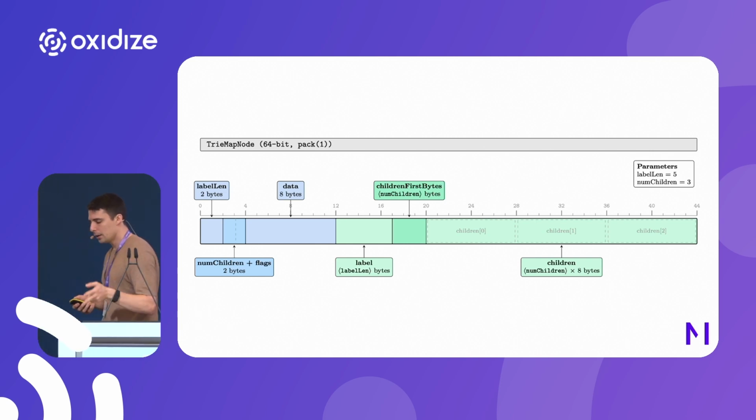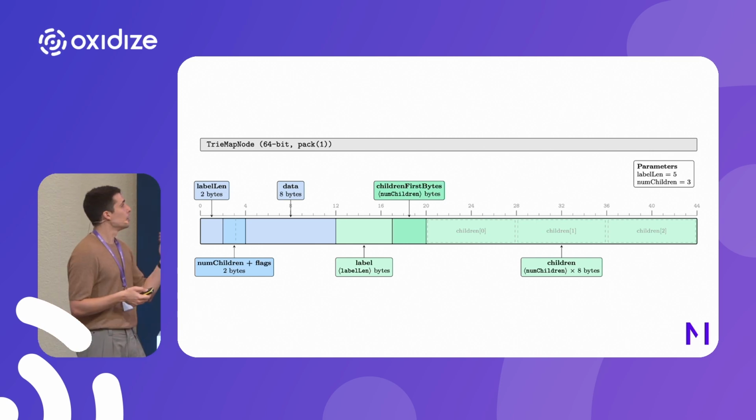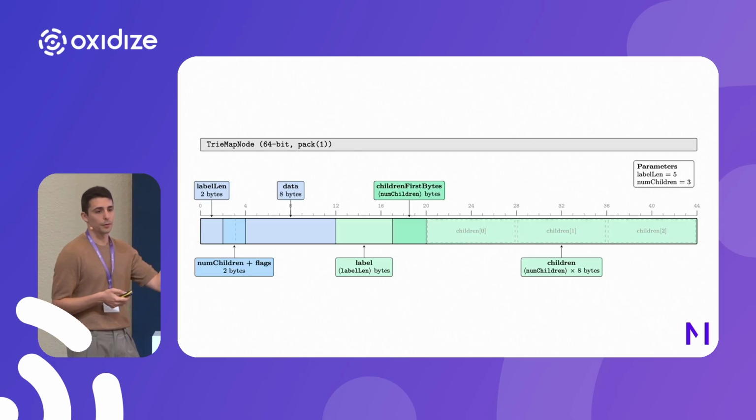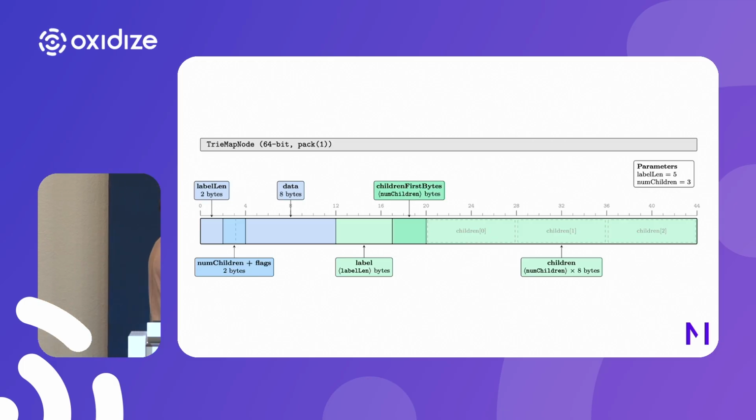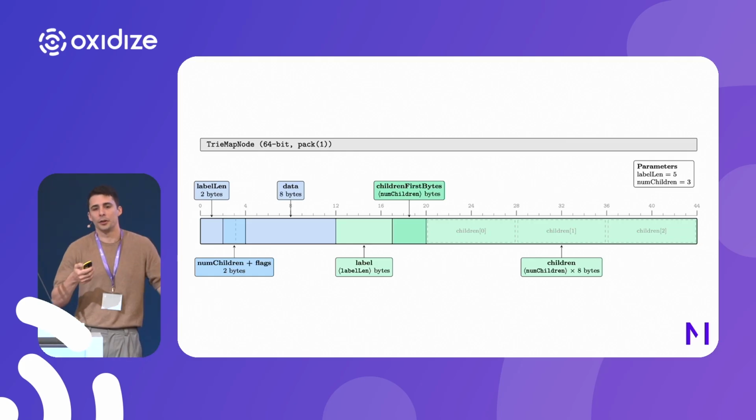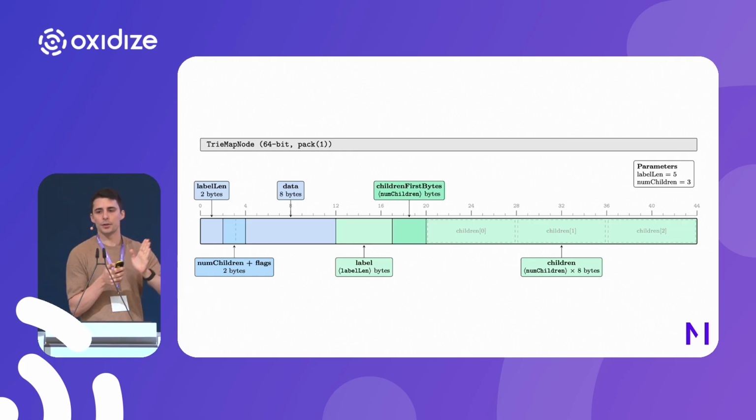And number 3, the layout is packed, which means there is no padding between fields, which means that some fields may be misaligned. So for example, the children pointers, which are 8 aligned, in this specific example, are not 8 aligned. They start at 20. And that's because of the length of the label and the number of children for this specific node.